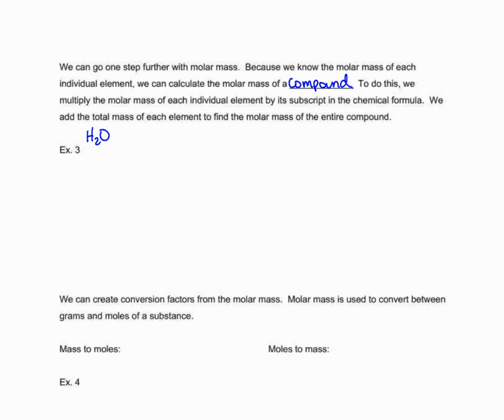So we know a few things about water. Just looking at its chemical formula, we know that there are 2 hydrogens. We know that there's 1 oxygen. Looking at my periodic table, I know the mass of hydrogen, and I know the mass of oxygen. So from here, it's just a matter of putting the numbers together, and then we'll have the mass of this water.